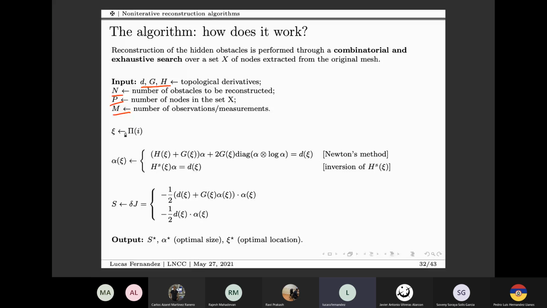So for a specific node in the set X, capital Pi denotes the mapping from the nodal index to the corresponding nodal coordinates. So psi assigns the nodal coordinates of a specific node from the set X. So once we have the nodal coordinates, we can compute the value of alpha. Thus, for each node from the set X, we obtain a pair, okay, psi and alpha of psi.